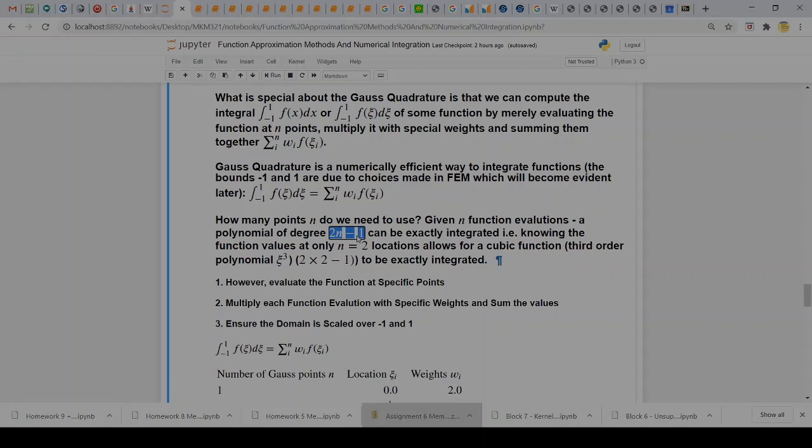So that is x to the 5 and lower terms, x to the 4 plus x to the 3, whatever. But the highest term in that polynomial can be degree 5, and then this integral will be exact. I only have to evaluate this function at a few spots, and I have these magic weights that I multiply them with, and sum them, and I've computed the integral. This is the beauty of the Gauss quadrature.